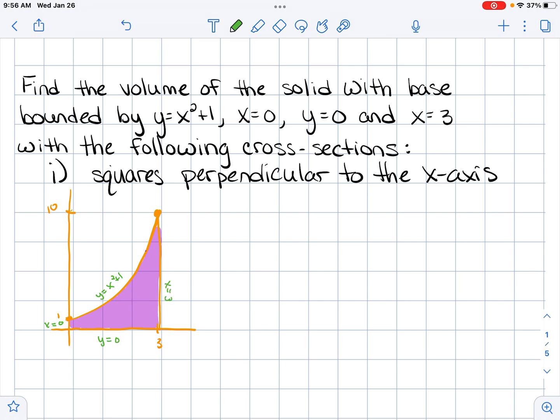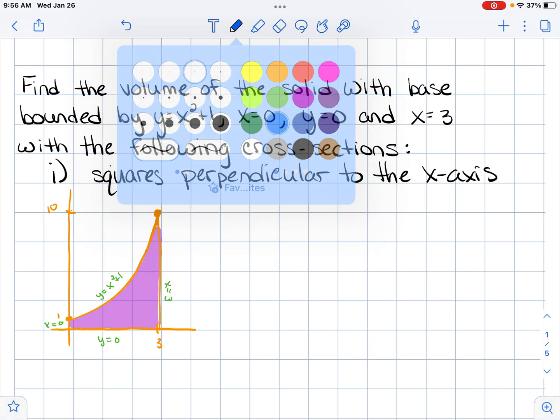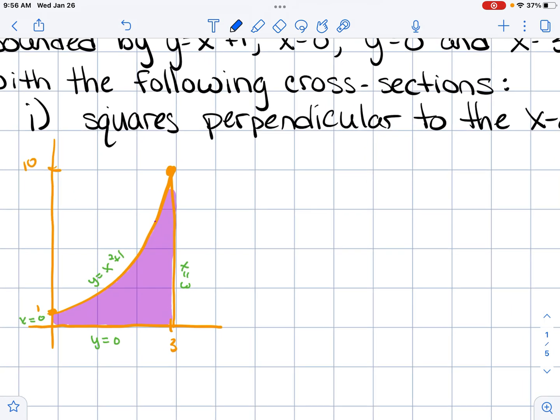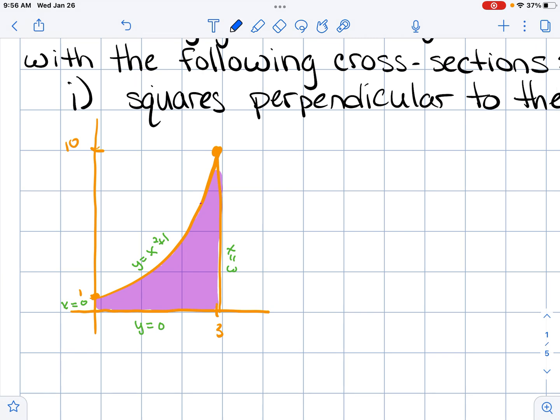The cross-sections are going to be squares this time. So we're going to create kind of a different looking shape, and I'll show you what that shape looks like in just a moment. I'm going to try my attempt at drawing squares perpendicular to the x-axis. So here's the hard part for me, trying to draw this so that it looks 3D. When I'm drawing this square, I'm going to draw one base of it, and the base is perpendicular to the x-axis. So there's one side of my square.